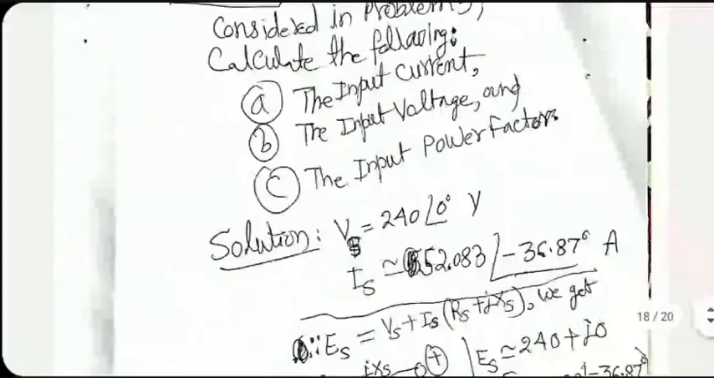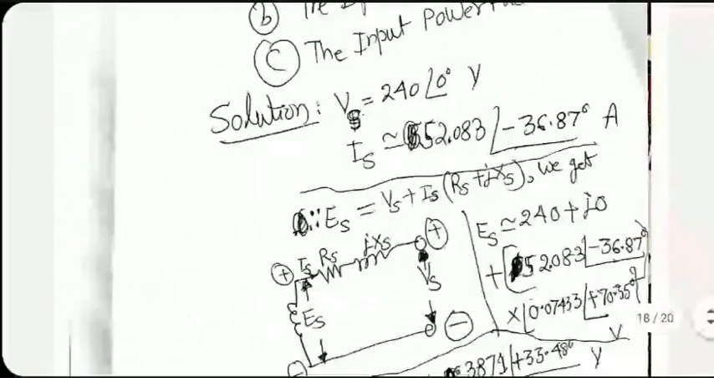Input current, that is primary current. Okay. Now for that, you first have to figure out the secondary current, which we know, right? We have already done this calculation, 52.083.